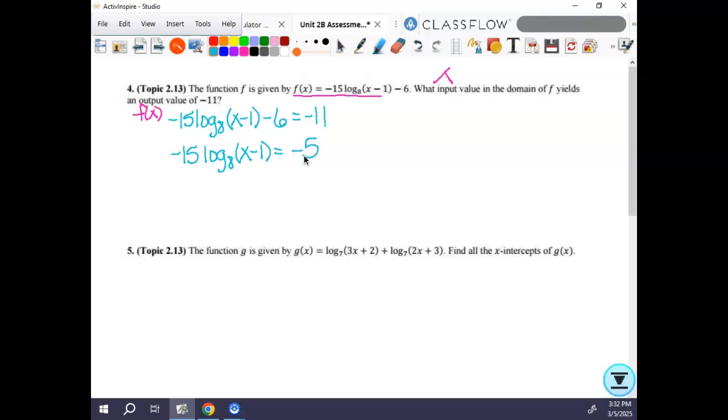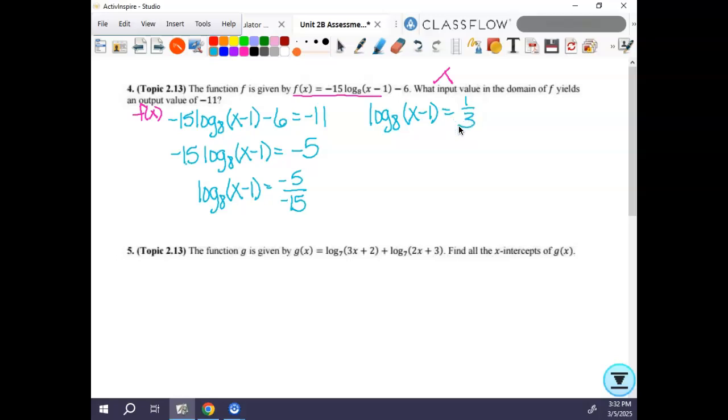All right, so then the next thing I do, now this -15 could become an exponent, but that seems like a nightmare. So instead I'm going to divide both sides and get log base 8 of x minus 1 equals -5 over -15. That's going to reduce to 1/3. So log base 8 of x minus 1 equals 1/3.